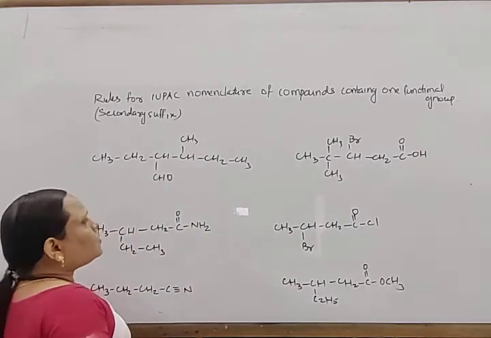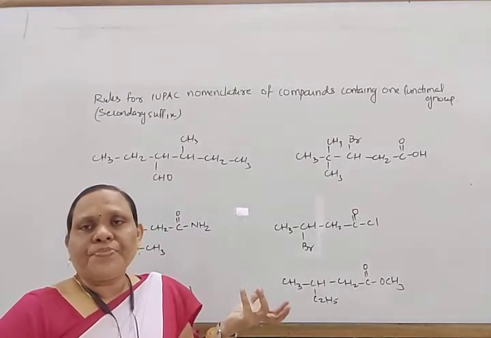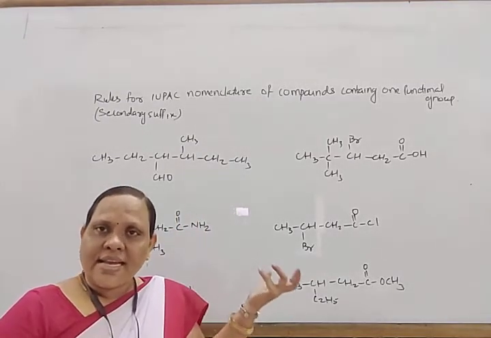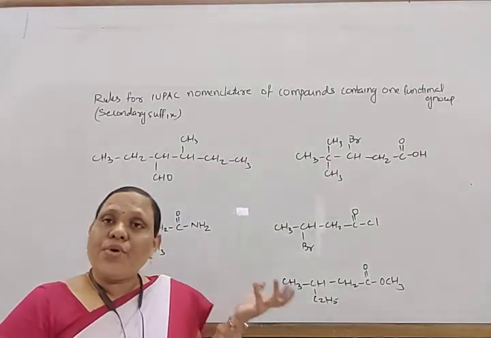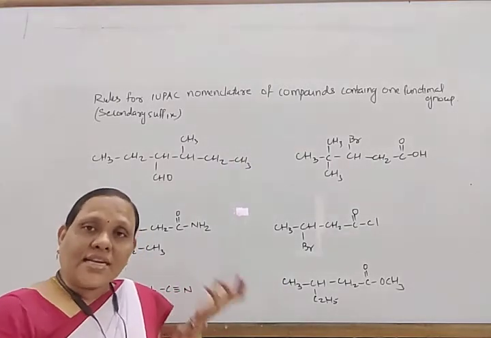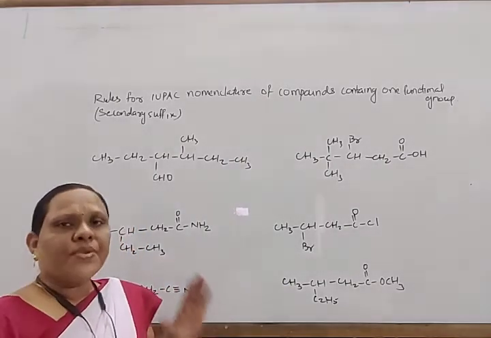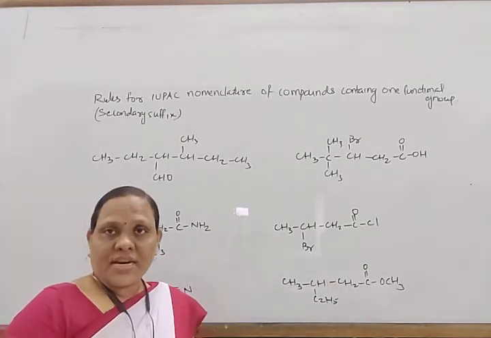Look here. Do you know what suffix is generally used for these? The suffix for aldehyde is al, for carboxylic acid it is oic acid, for acid chloride it is oyl chloride, for amide it is amide, and for ester it is alkyl alkanoate. Already you know. Then how to represent them in the long chain or branch chain.